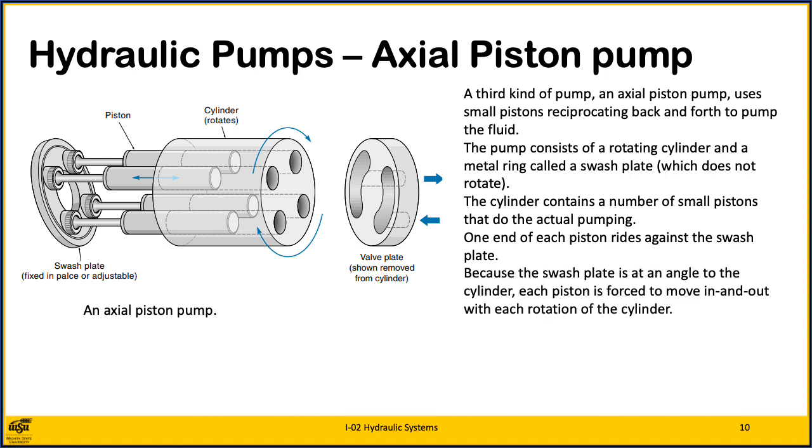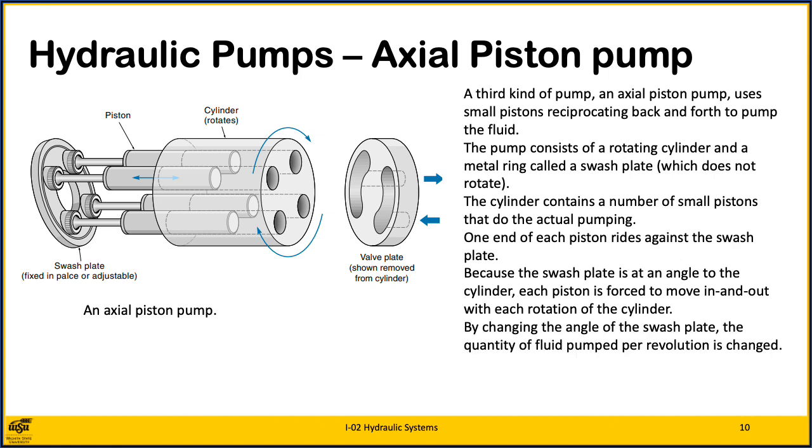Because the swash plate is at an angle to the cylinder, each piston is forced to move in and out with each rotation of the cylinder. By changing the angle of the swash plate, the quantity of fluid pumped per revolution is changed.